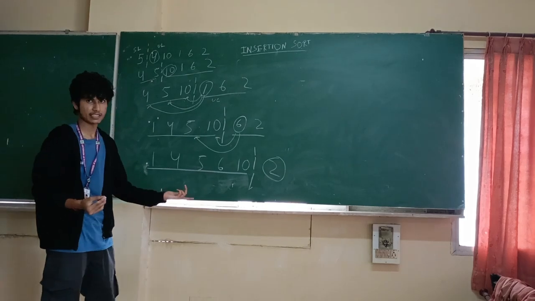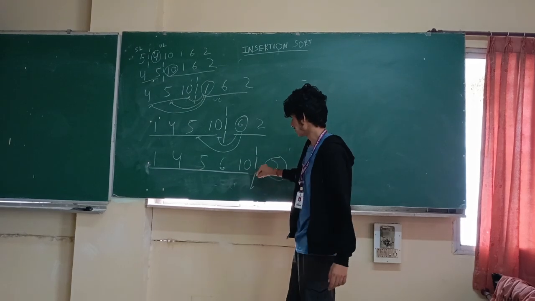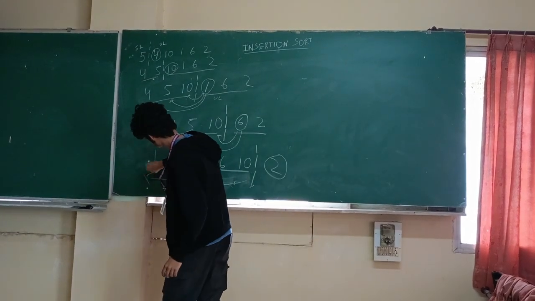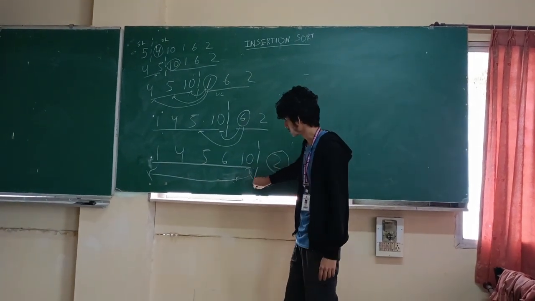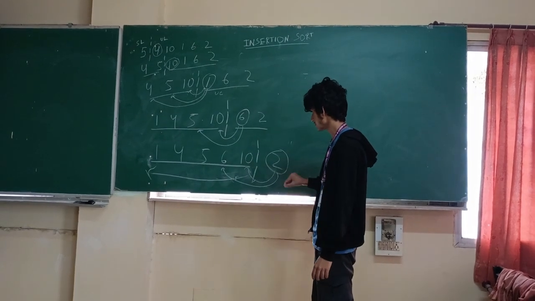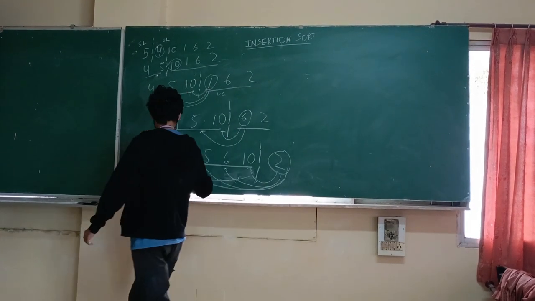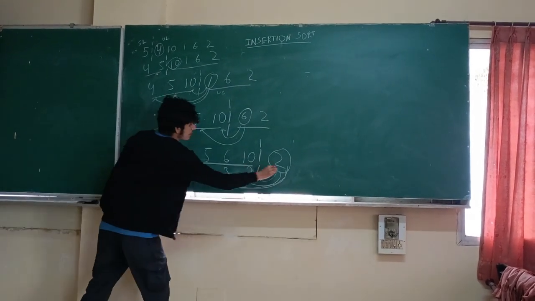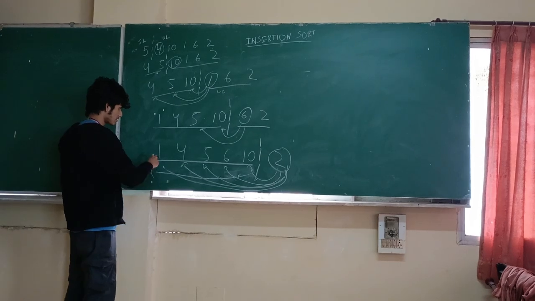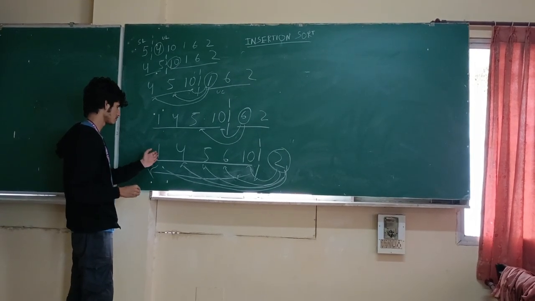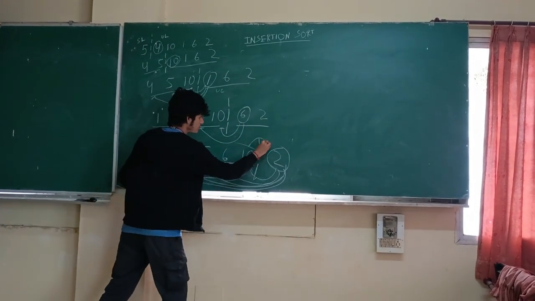Only one element is left, so we will choose 2 and compare with all the elements this way. 2 is compared with 10. Yes, it is less than 10. 2 is compared with 6. Yes, it is less than 6. 2 is compared with 5. Yes, it is less than 5. 2 is compared with 4. Yes, it is less than 4. Now 2 is compared with 1. No, it is greater than 1. So we will stop there, and 2 should come after 1. So we will shift all these elements by one position.